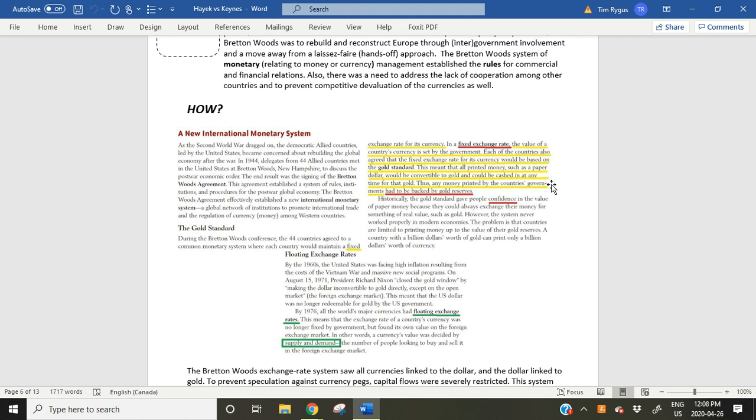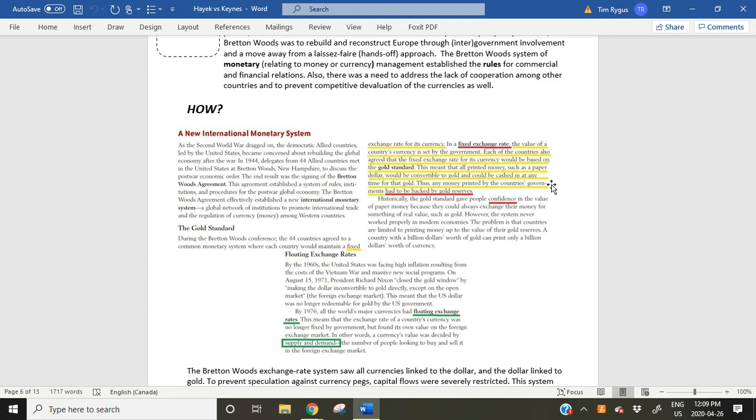So they have a global network of institutions to promote international trade and the regulation of currency. So one of the things that comes out of this is what's called the gold standard. We'll explain this a little bit here. So during the Bretton Woods Conference, the 44 countries there agreed to a common monetary policy or system where each country would maintain a fixed exchange rate for its currency. So if you have a fixed exchange rate, that means the value of a country's currency is set by the government and it doesn't move. They also agreed that this would be based on the gold standard.